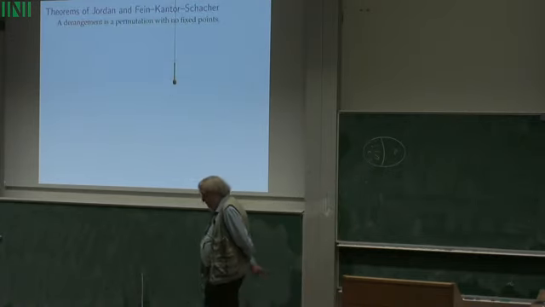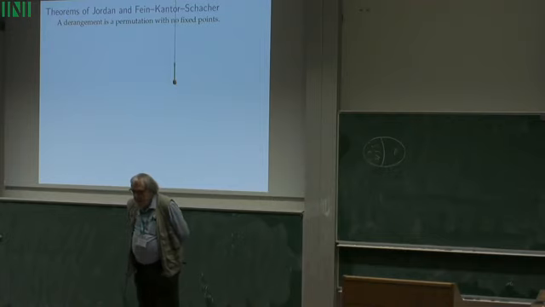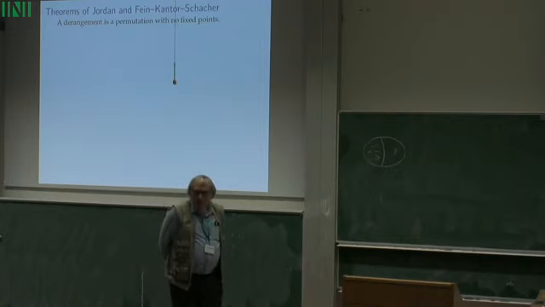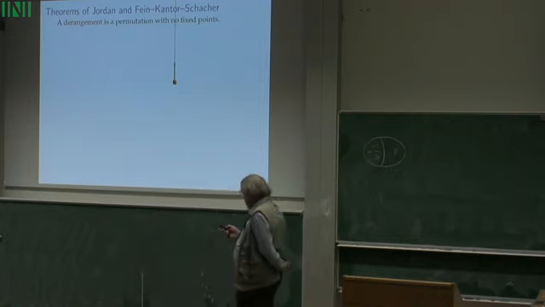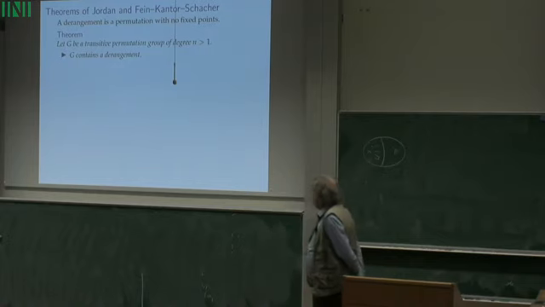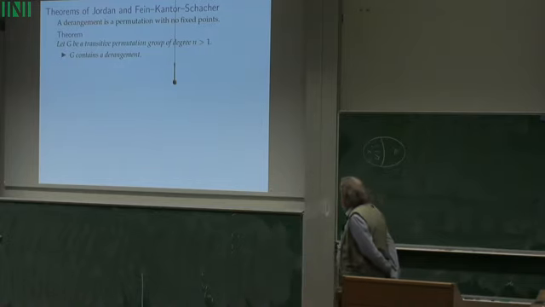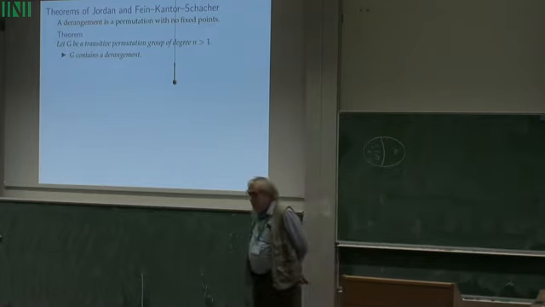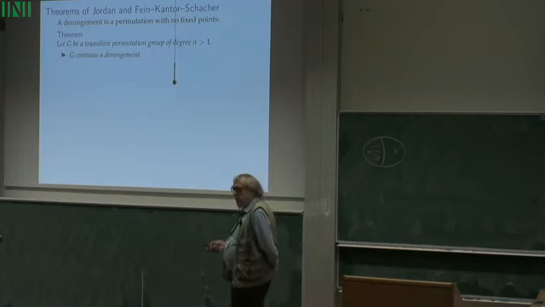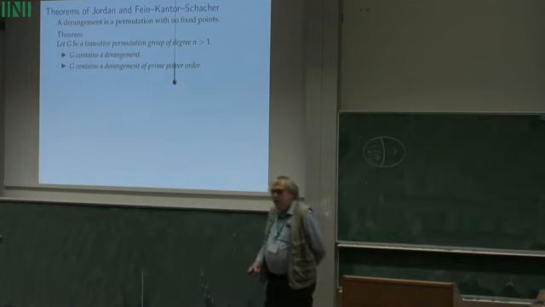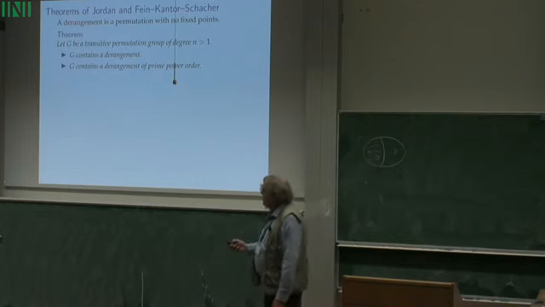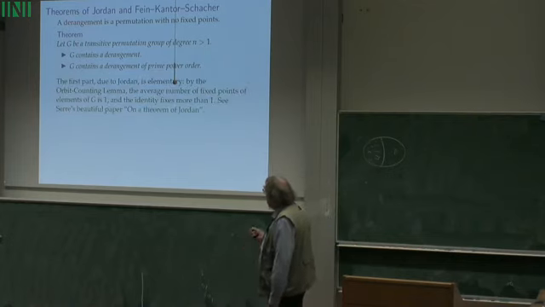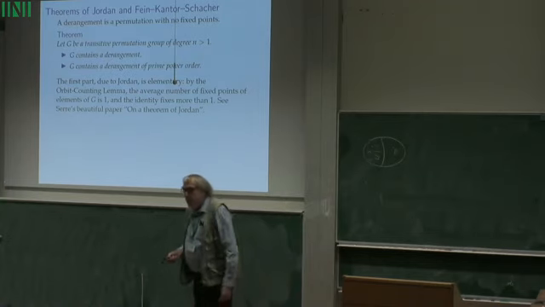So just first, a little digression. A derangement is a permutation with no fixed points. If G is a transitive permutation group of degree greater than 1, then G contains a derangement, and indeed it contains a derangement of prime power order. The first part is due to Jordan, and it's elementary.